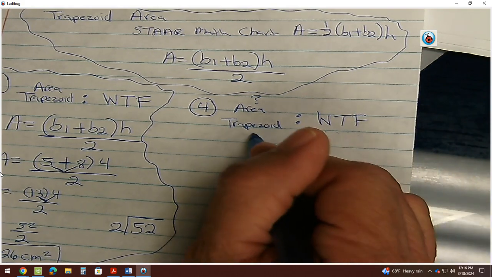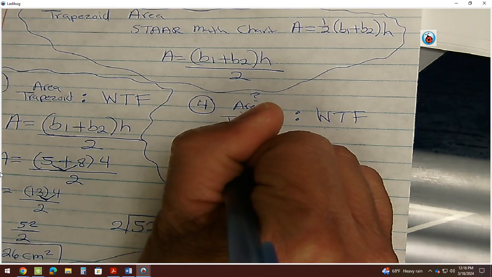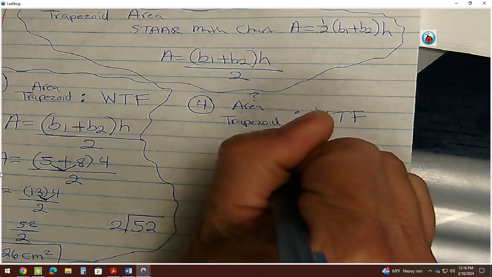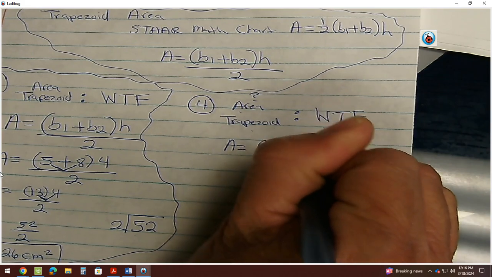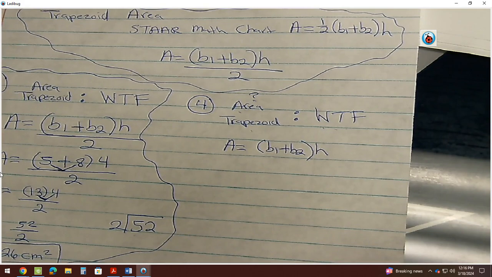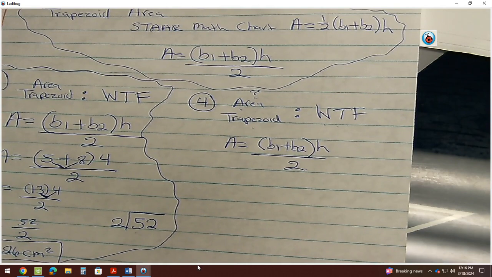So tell me what the formula of a trapezoid is when you're finding the area. Give it to me. A equals base 1 plus base 2 inside parentheses times the H. What am I forgetting? Divided by 2. Why do we divide by 2? Because on the math chart, they're telling me to cut it in half.